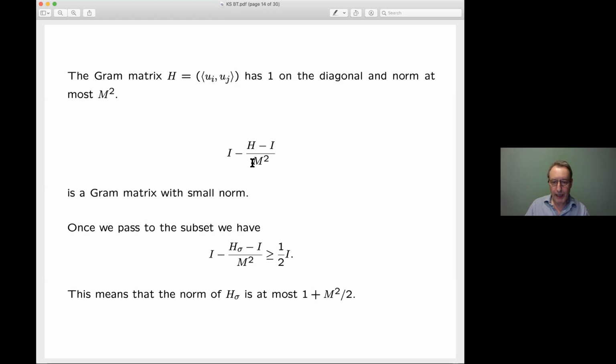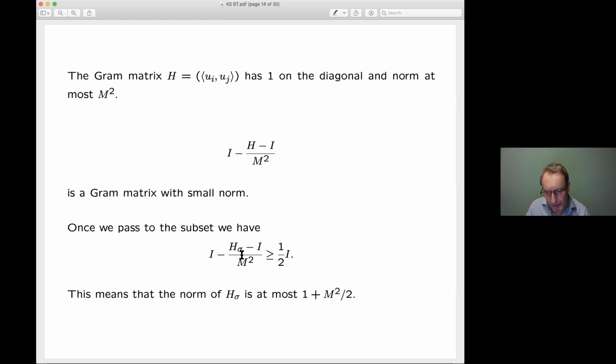So now, of course, what happens is we can pass to a subset in which I lift the eigenvalues of this away from 0, let's say up to a half, and that means that I've actually controlled the big eigenvalues of h, because h appears here with a negative sign. So once I've got this inequality here, I know that the biggest eigenvalues of this h sigma are at most 1 plus m squared over 2. You can just rearrange this and get that estimate.